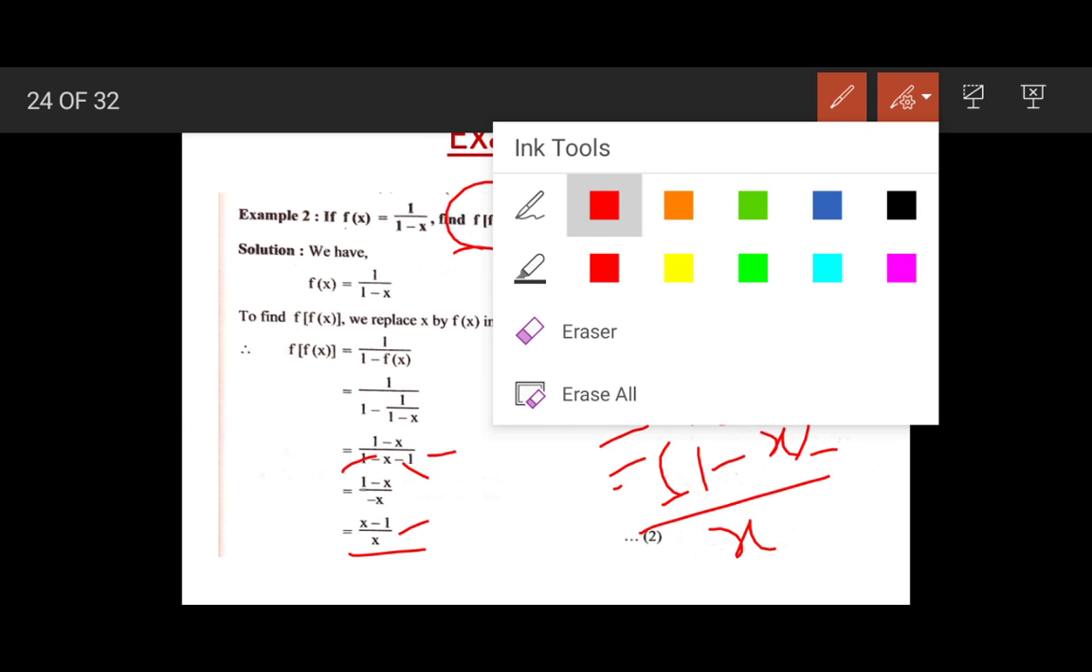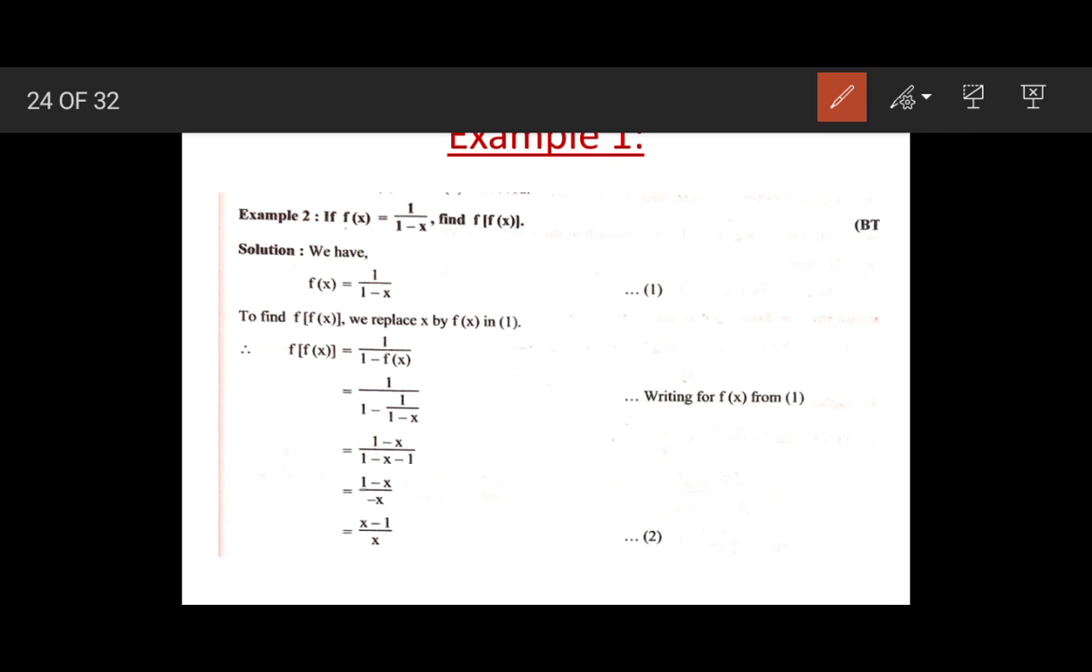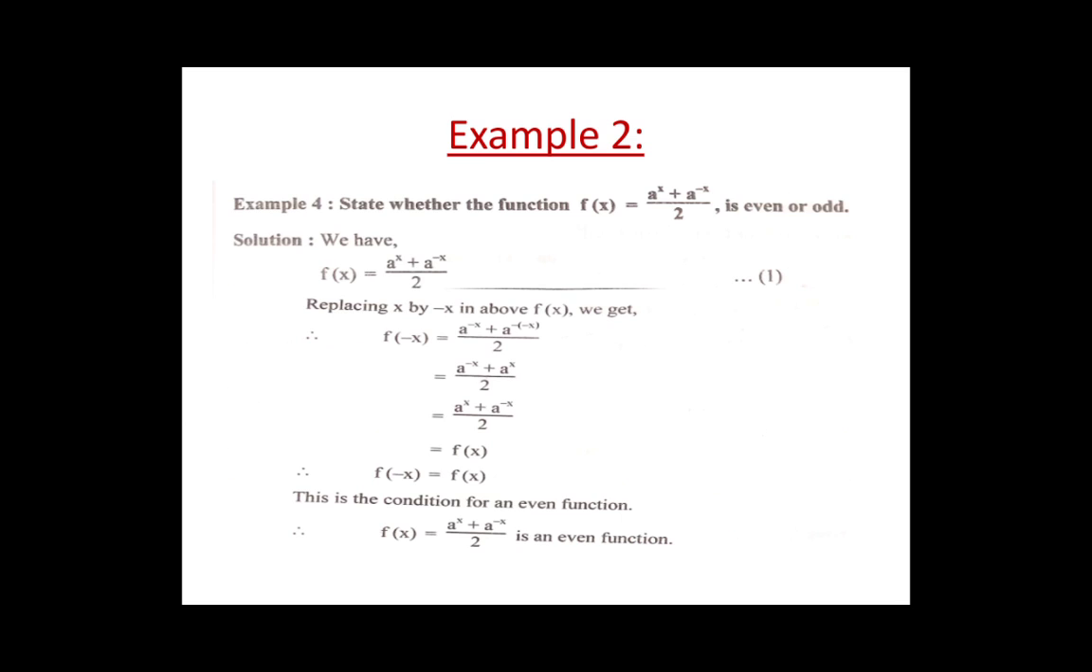Clear? So to solve this, what I have to do, I have to replace the x by f of x. Then I have to substitute the f of x value, which is 1 upon 1 minus x. Then I have to solve the terms. Okay. Now let us see the next example.